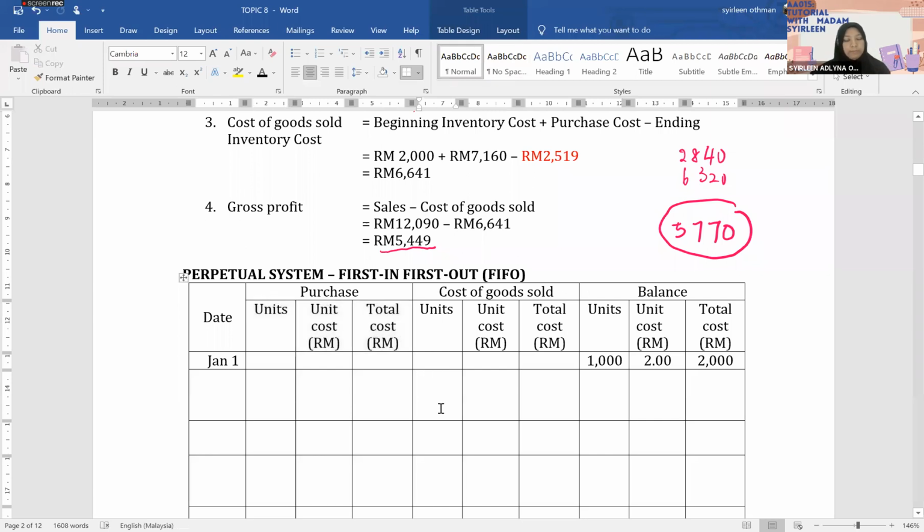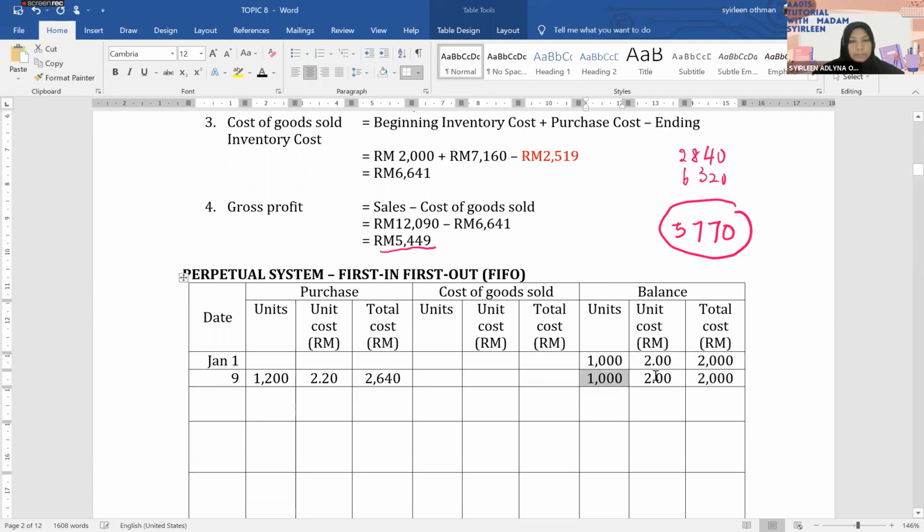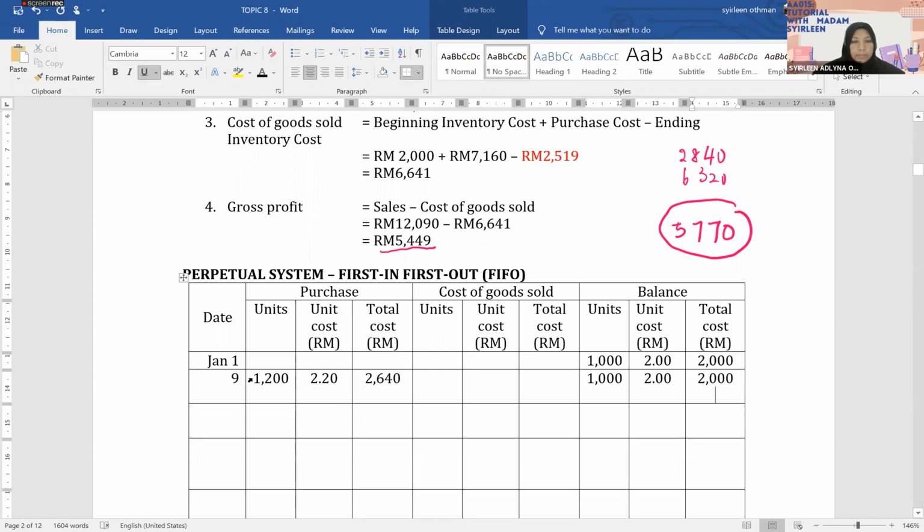Alright, the first item you have is your balance. 1st January, balance kita 1,000 unit pada harga RM2. So total inventory yang ada di tangan pada 1 Januari is 2,000. So on the 9th, kita beli 1,200 unit. Harga satu unit ialah RM2.20. Total cost dekat sini is 2,640. So now you have 2 batches of inventory, which is, this will be the first batch of inventory, ini ialah 1,100. And the second batch of inventory yang you ada will be this one.